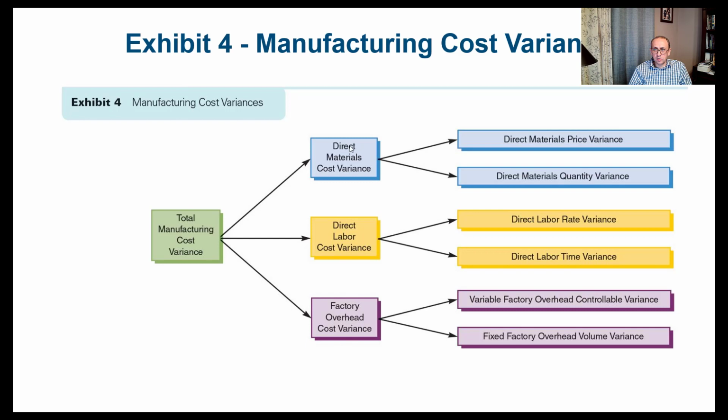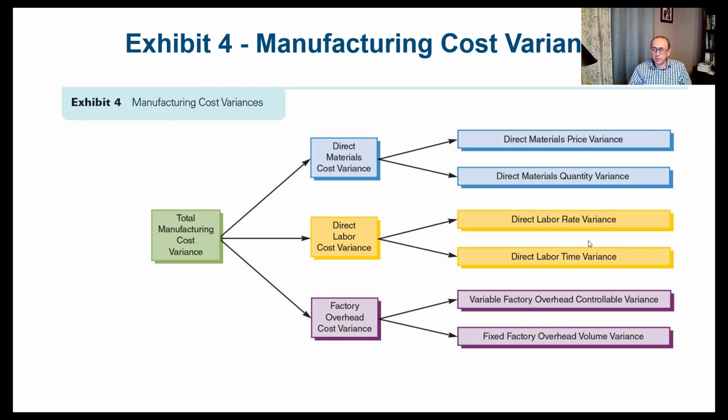variance. In terms of the direct material cost variance, we have 2 types of variances. We have the price variance and we have the quantity variance. So differences in prices and differences in the quantity used in manufacturing. This is how we're going to get the variances.